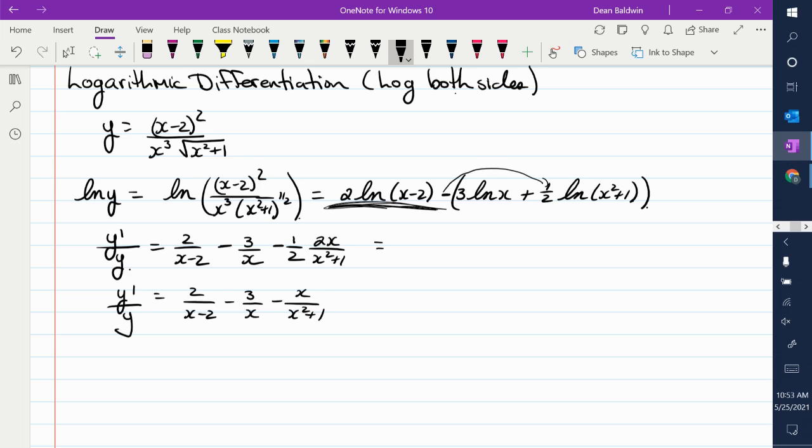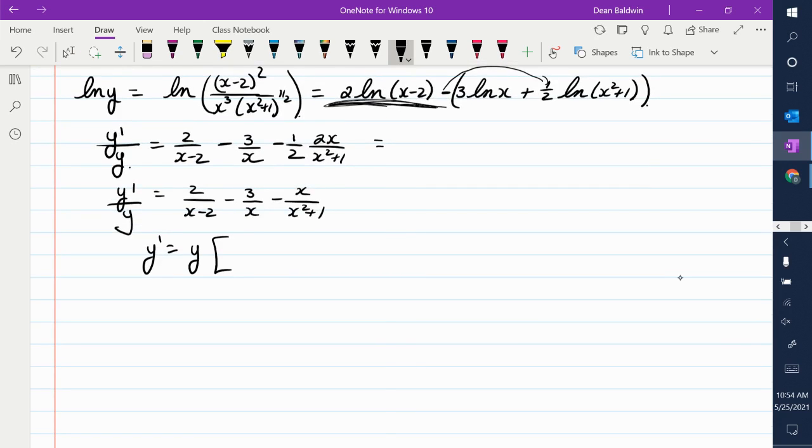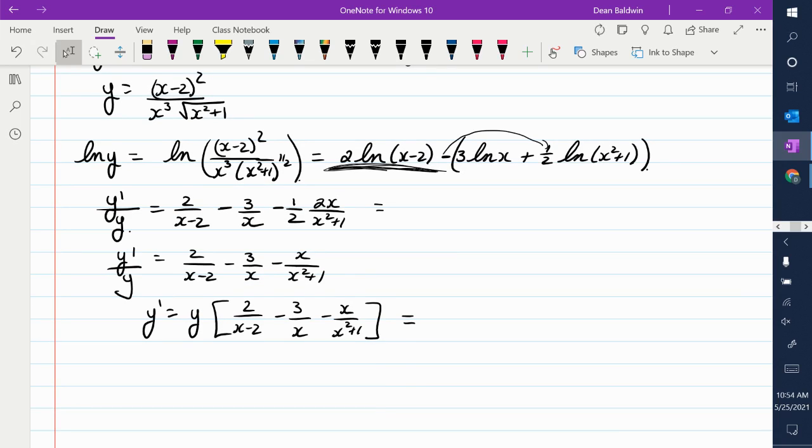Am I done? Whenever a teacher asks you that, you know it's no. But why am I not done? You have y prime over y. We're trying to get the derivative, y prime. So multiply the y up. y times all of this stuff. What's y? It's that thing. Just put that in front.